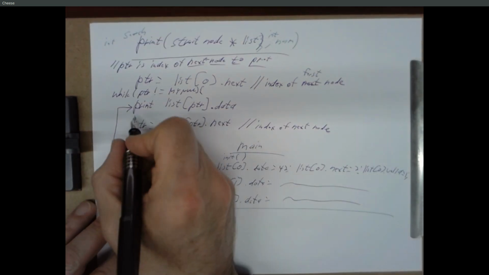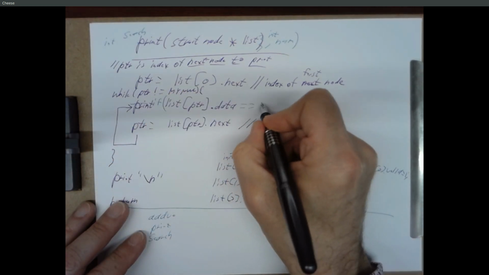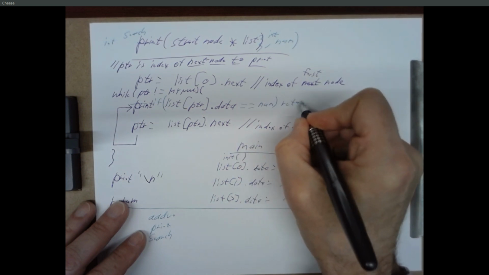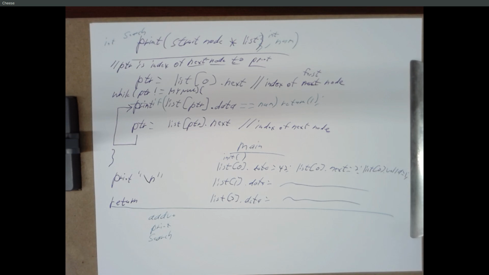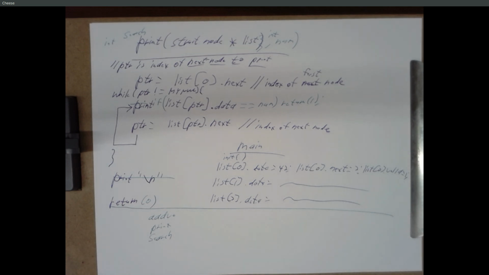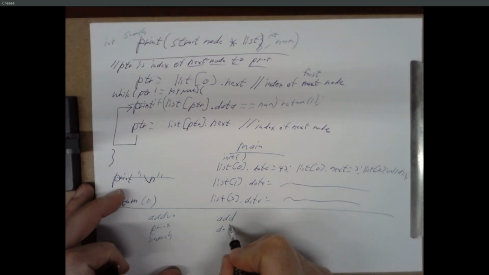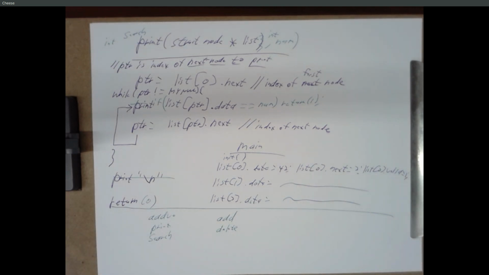So do the same thing, but instead of printing list bracket pointer dot data, say if list bracket pointer dot data equals num, return 1, because we found our number. If we come all the way through the while loop and we haven't returned, it means our number was not in the list. Don't print anything, just return 0. There's your search function. So once you've got print, search is pretty easy. It's a few changes. And then you can work on your real add function if you want. You can work on your delete function, or you can do those in the other order.